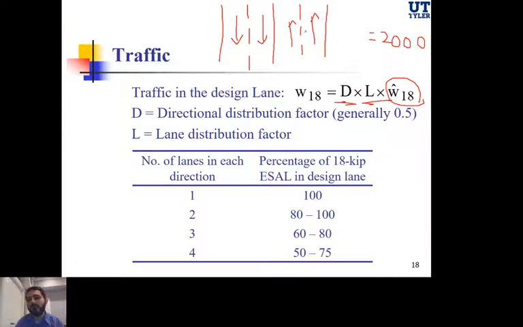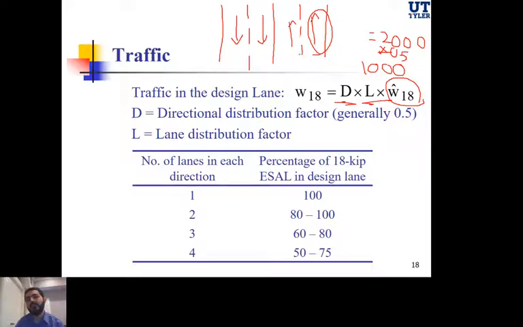I need to know how much traffic on one lane to design this lane, or the worst lane, out of the whole structure. And once I design the pavement on this structure, I'm going to generalize it on the entire structure. But in order for me to design this lane in particular, I need to know how much traffic out of this 2000. So this 2000 is not going to be on this single lane. First, I need to multiply this 2000 by D, the directional distribution factor, which is 0.5.